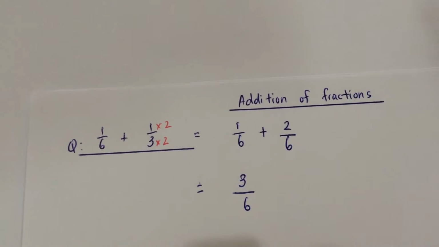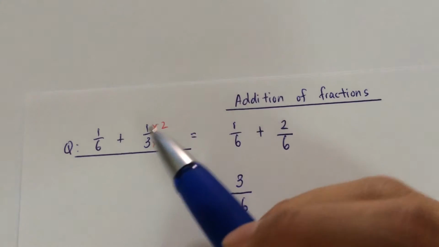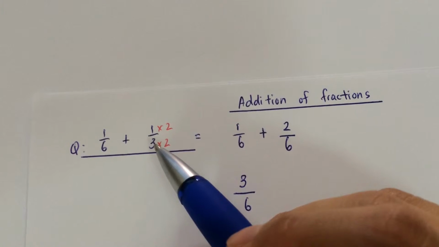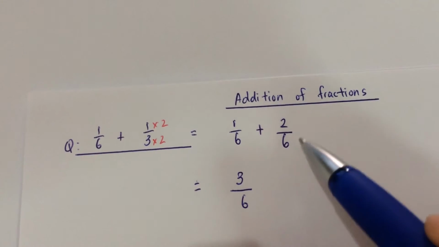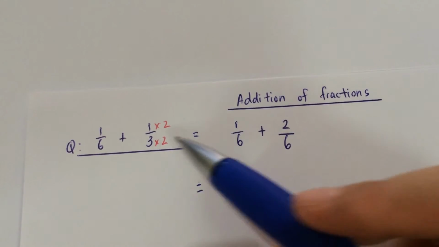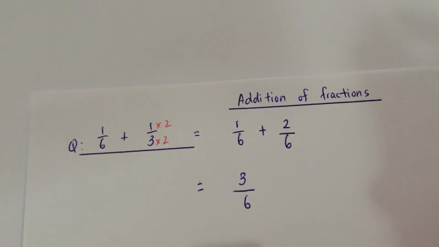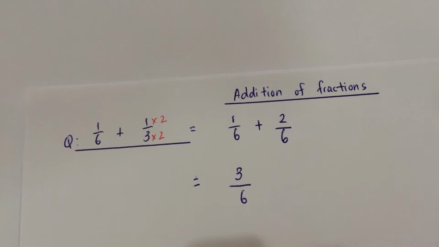Right? The most important thing to remember is if the denominator is not the same, you can't straight away add. You need to take another step to make the denominator the same before you can get the final answer. Let's take a look at another example.